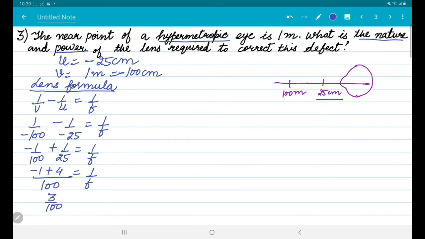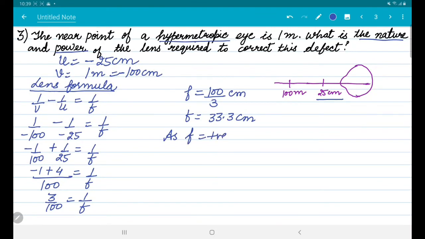3 by 100 is equal to 1 by f, or f comes out to be 100 by 3 centimeter, which will be equal to 33.3 centimeter. As focal length is positive, so lens used will be convex. So your nature of the lens comes out to be convex lens.